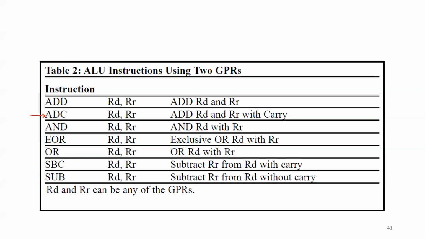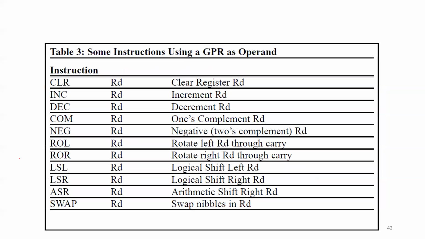SBC means subtract with carry, RD and RR. Okay, so this is with carry, which means if you have a carry as well, and you ignore it, your subtraction is incorrect. SUB without C, so just SUB, means subtracting RD, RR. So it's going to subtract RD minus RR, and the result would be stored in RD. Okay, and this is without carry for sure. So these are the main instructions that we can use with general purpose registers.